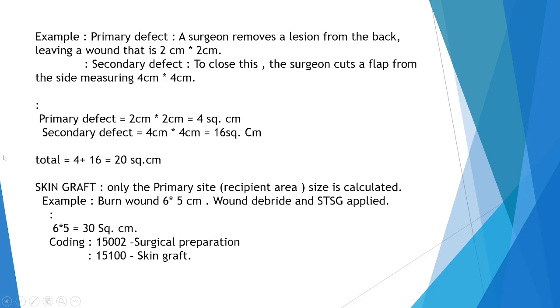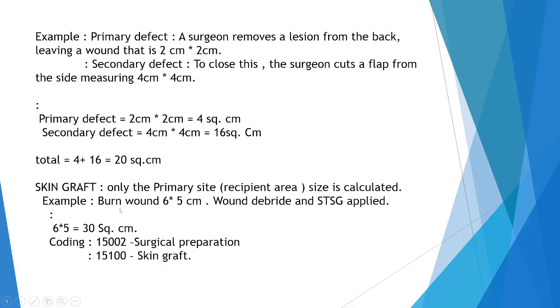Okay. Now in the ATT, we have to calculate the primary defect and the secondary defect, because there is a connection between the primary site, that is the recipient area, and the donor area. So we'll calculate both defects. But in the skin graft, there is no connection between the recipient area and the donor area. That's why we have to only calculate the size of the primary site, that is the recipient area.